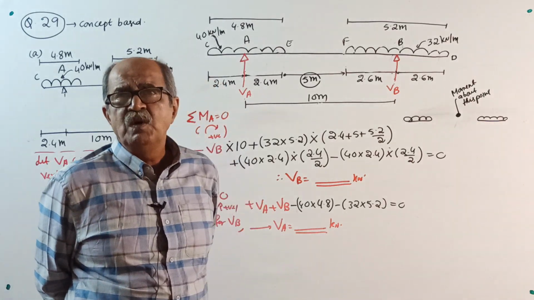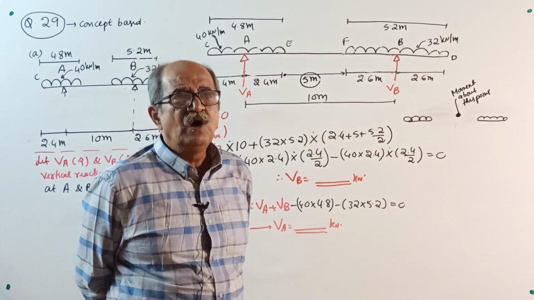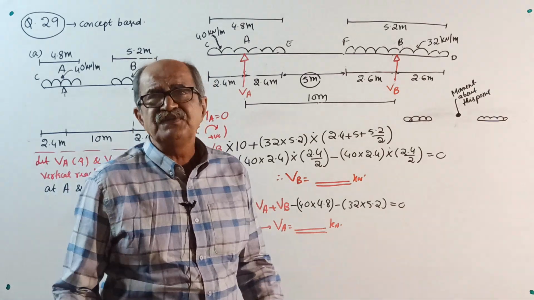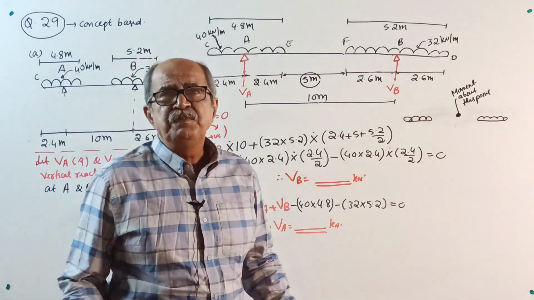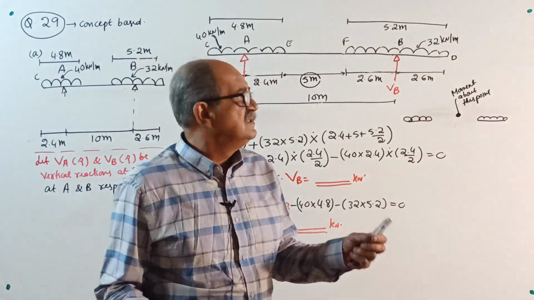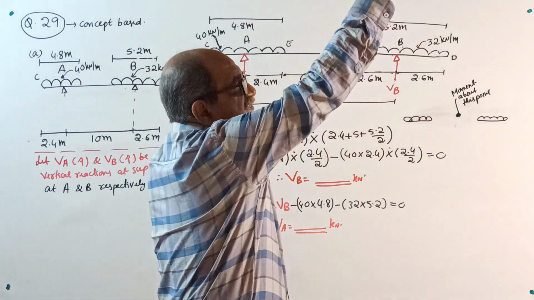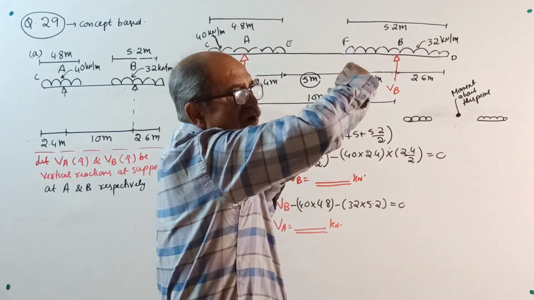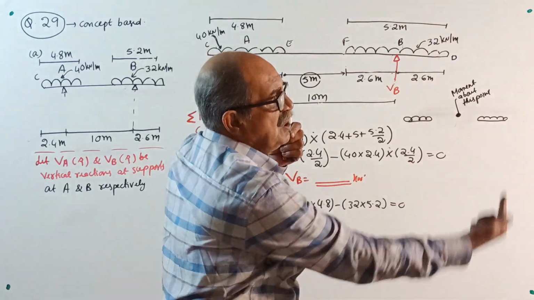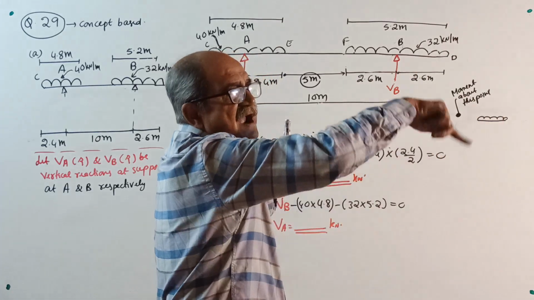See, when you take moment, either for bending moment purpose or for reaction calculation, any purpose, moment of the loads. And imagine if it is a point load, there is no problem. Suppose you want moment about a point here. If there is a downward load here, this load into this distance is clockwise. If an upward reaction is there, that reaction into this distance is anti-clockwise.